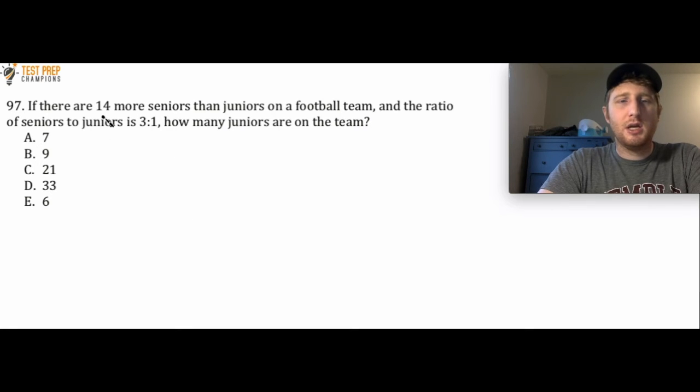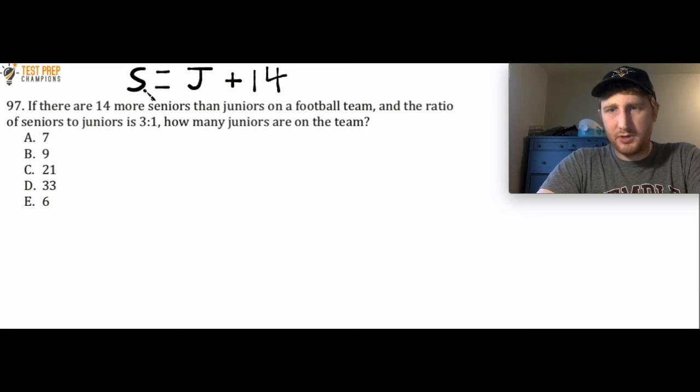Okay, so the first thing that I want you to see here is that we can write this equation: 14 more seniors than juniors. So basically, the number of seniors on the team is going to be equal to the juniors plus 14, because there's 14 more seniors than juniors on the team. So if you take the number of juniors and add 14, you'll get the number of seniors. That's the first thing that I want you to see here.